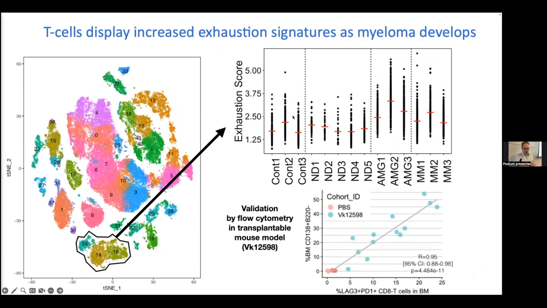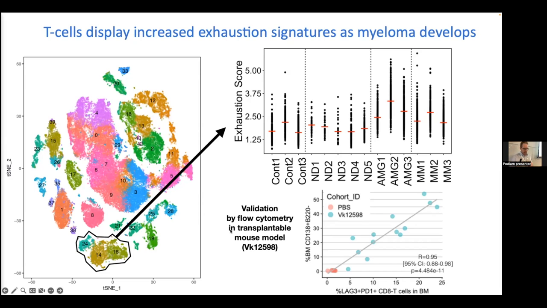And what we actually saw in our control mice and our no disease mice, we scored all these T cells for multiple T cell exhaustion signatures. We took these from the literature and scored our mice for this exhaustion signature. It's a list of, I forget, about 20 to 30 genes. You can see here in the control mice and no disease mice, you essentially have normal, not exhausted T cells. But as you go through AMG into full-blown myeloma, you are losing T cell function. Your exhaustion score is starting to go up.